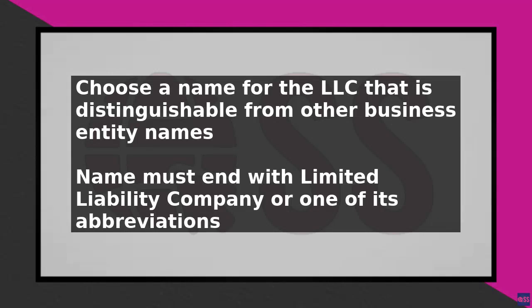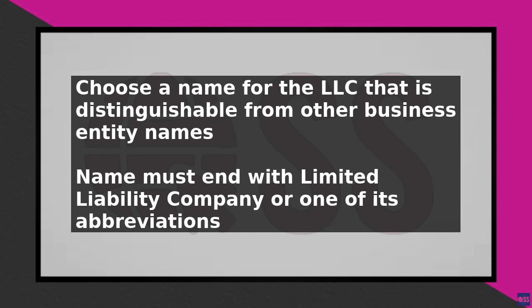To form a limited liability company, LLC, in Texas, several steps must be taken. The process begins with choosing a name for the LLC, which must be distinguishable from other business entity names already registered in the state. The name must end with Limited Liability Company or one of its abbreviations. The availability of the name can be checked on the Texas Secretary of State website.